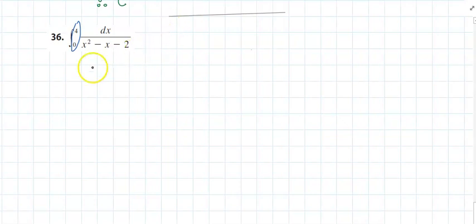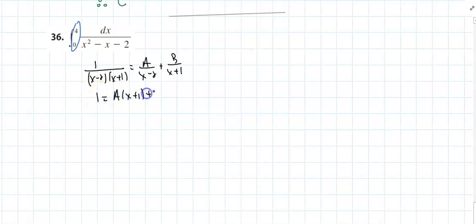So this is actually 1 over (x minus 2)(x plus 1), and that is A over x minus 2, from section 7.4, B over x plus 1, and just like we mentioned in that section, if you clear the denominators, and if I let x equal negative 1 and x equal 2, pretty much I'm done.